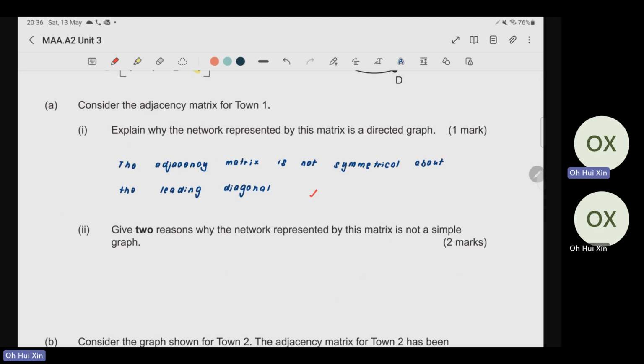So we talk about the first one. We will say that that is a loop. There's a loop at C, or you can say that there's a loop joining C to C. So that's the first one.